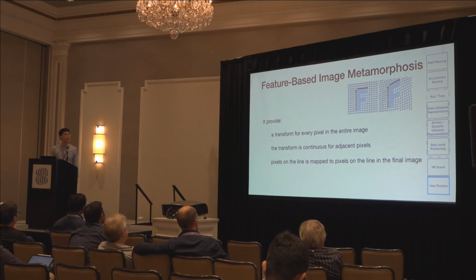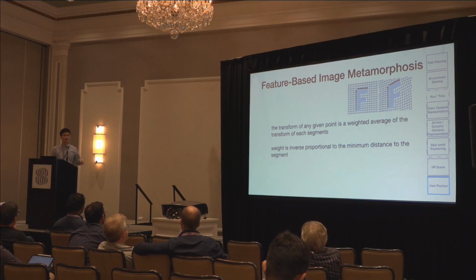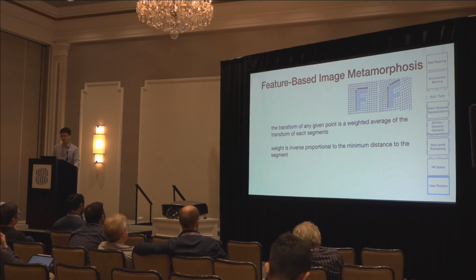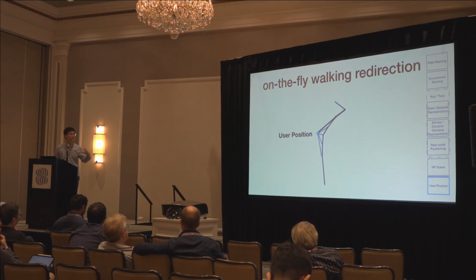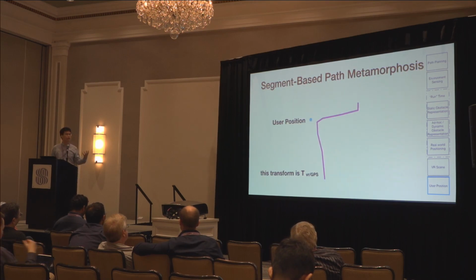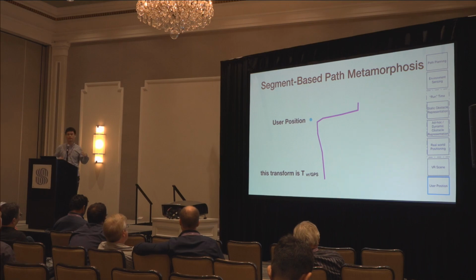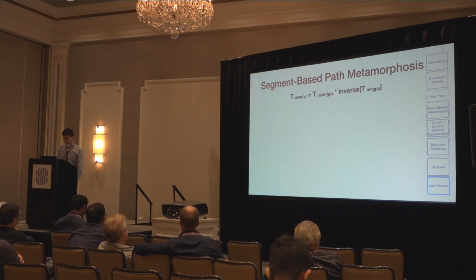actually use a really old method in computer graphics, which transforms one image to another image using a few defined edges. In this method, the transform of any given point is a weighted average of the transforms of all of the segments, and the weight is inversely proportional to the minimum distance to the segments. So we basically do the same thing here. If the user's position is here, we compute the distance between the user's position and all of the segments. We then compute the weighted average of all of those transforms and transfer the user's position from the real world to the virtual world. This transform guarantees that when the user is walking around in a continuous path, the user's path in virtual reality is also continuous.